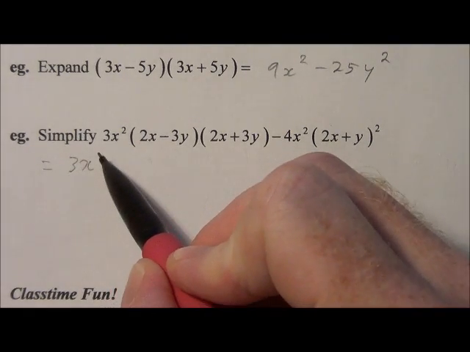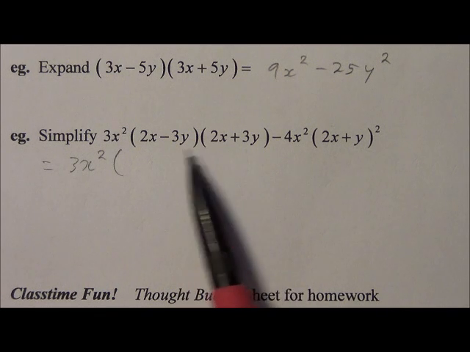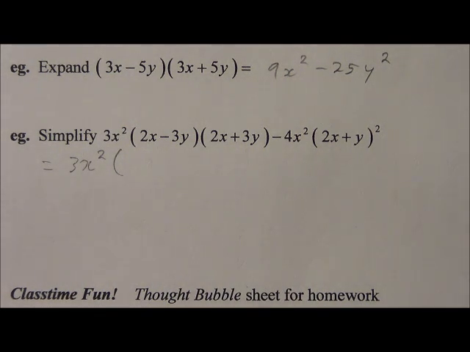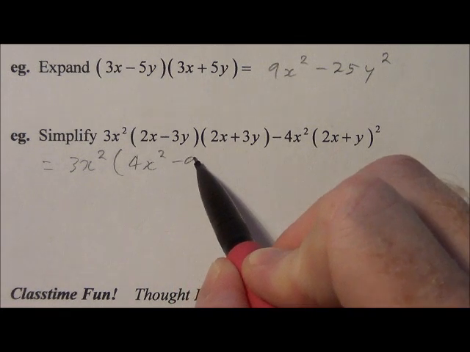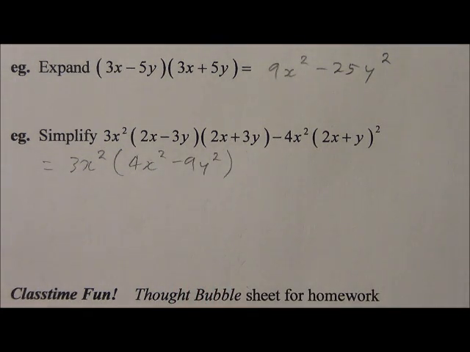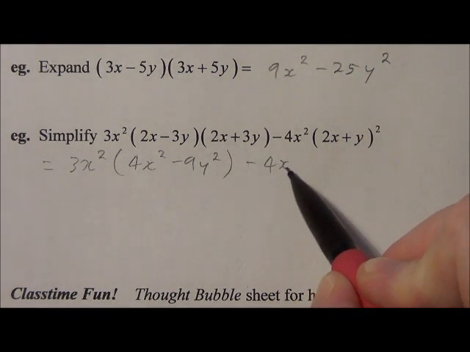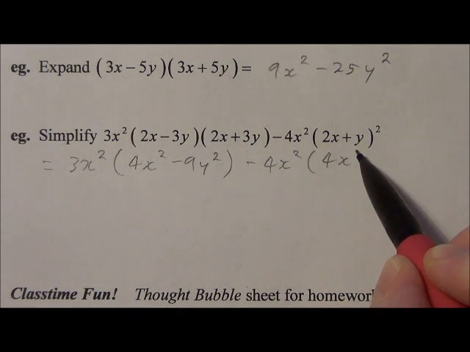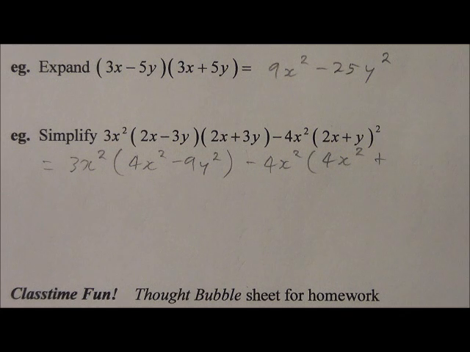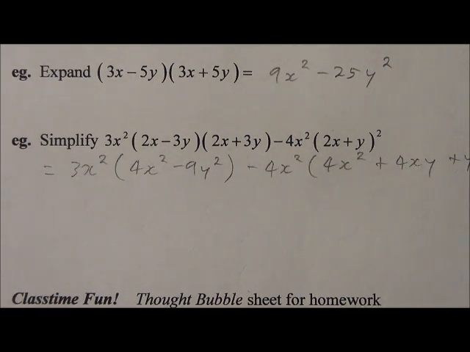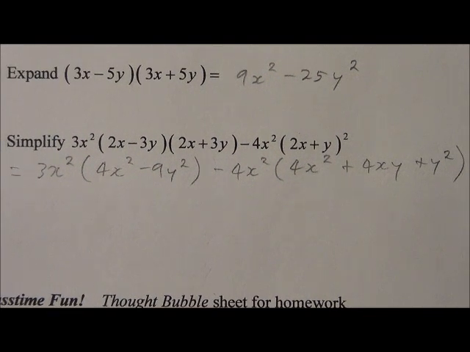Okay, so I'll leave the 3x squared, and then this is the product of a difference and a sum. So you get 4x squared minus 9y squared. And then this is the perfect square. So I'm going to multiply the 4x squared times 4x squared plus 4xy plus y squared. And pause now, please, to work on the next step.